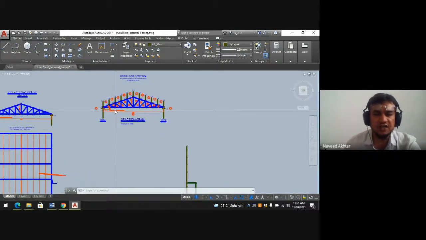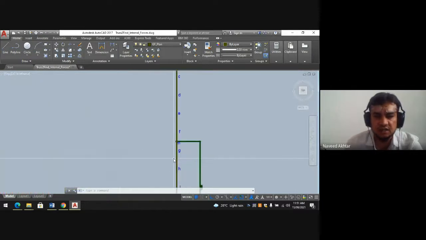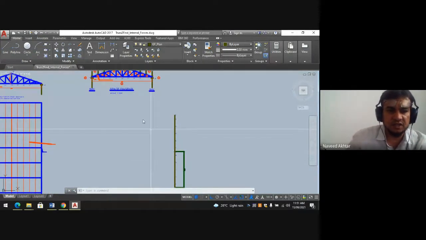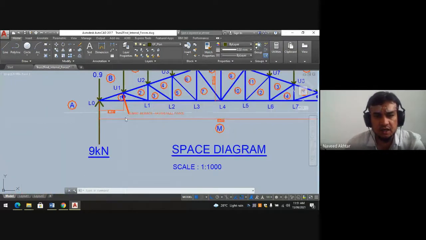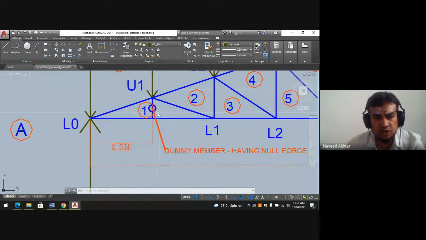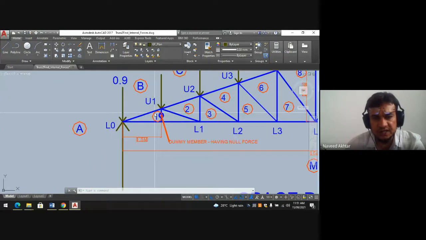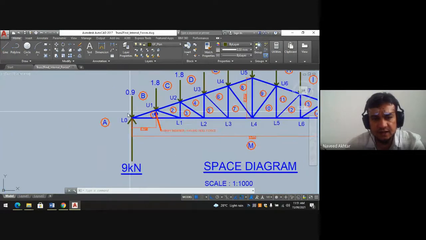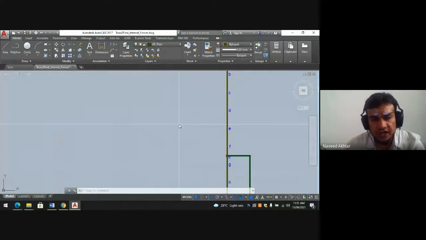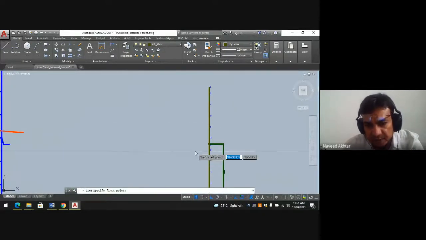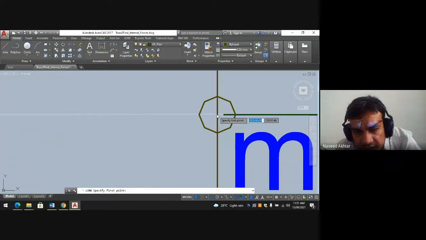Now we have to find out the internal forces, and we have to draw each member parallel to this. अब यहाँ पर देखिए, A to B is vertical, but B to 1 is inclined, and M to 1 is also inclined. तो अगर M to 1 में लाइन एक्सटेंड करता हूँ, M कहाँ है हमारा, this is the center M.